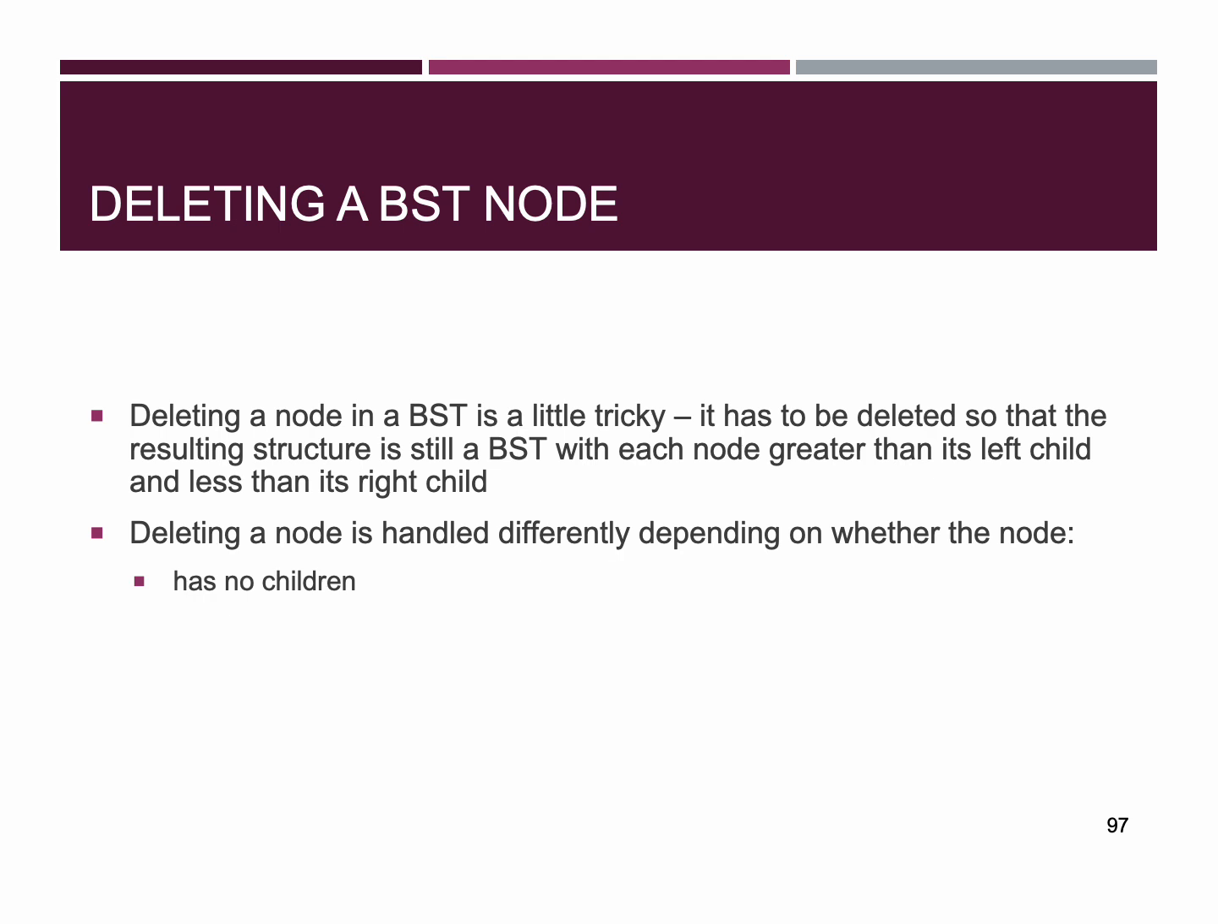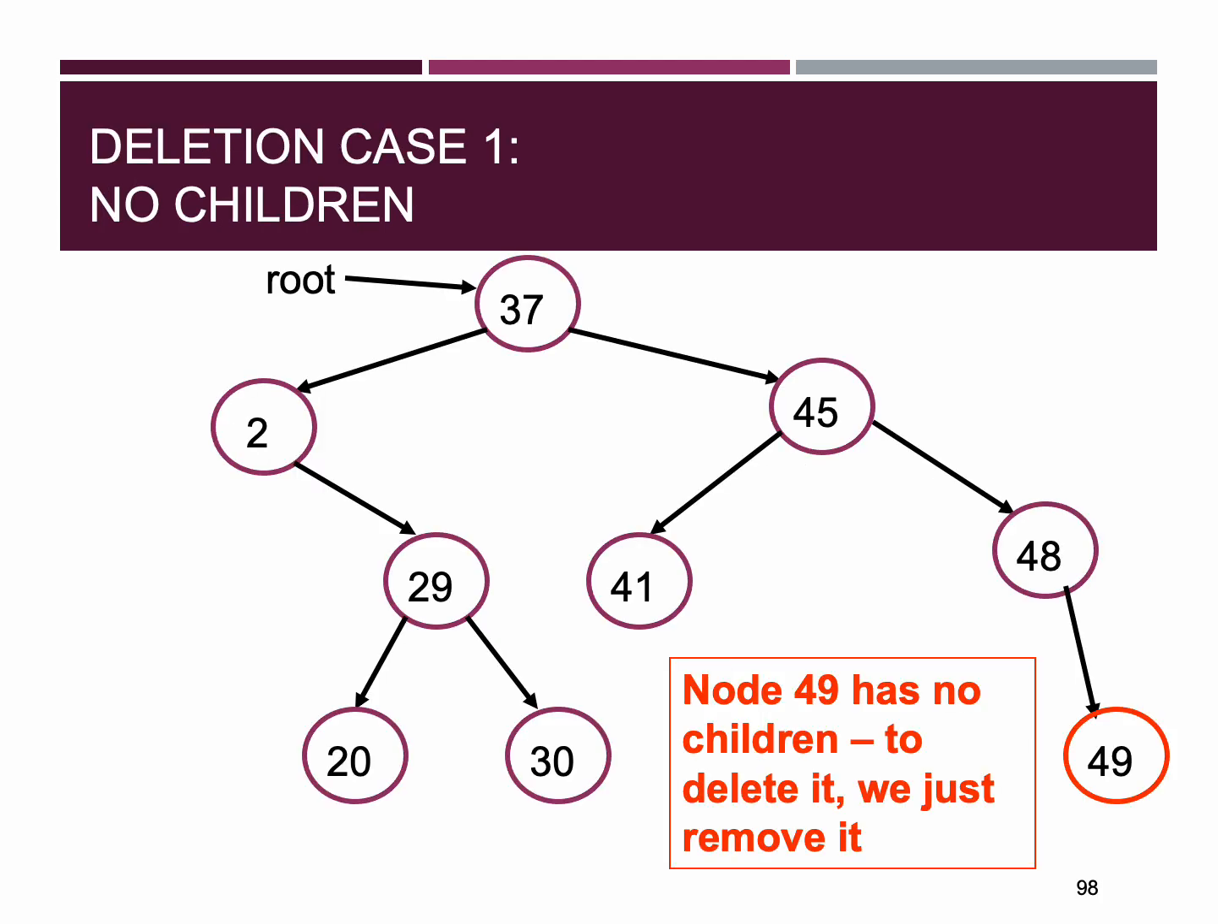Now deleting a node is handled differently depending on whether the node has no children, one child, or two children. So depending on this type of option, we have to handle it differently. So let's see an example.